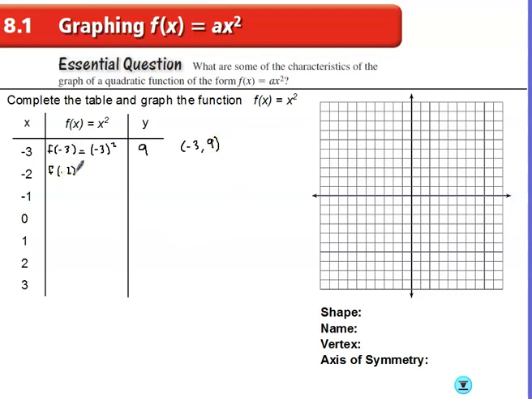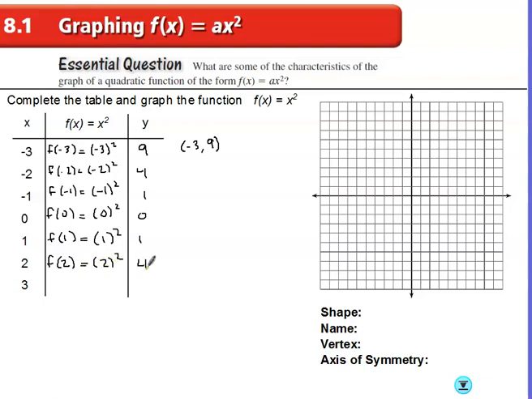When I plug in a -2, I've got -2 squared, which is 4. When I plug in a -1, I've got -1 squared, which is 1. When I plug in a 0, f of 0 is 0 squared, which is 0. Plugging in 1 gives us +1. When I plug in a 2, 2 squared is 4. And when I plug in a 3, 3 squared is 9. So I've got these ordered pairs: -3, 9, -2, 4, -1, 1, 0, 0, 1, 1, 2, 4, and 3, 9.